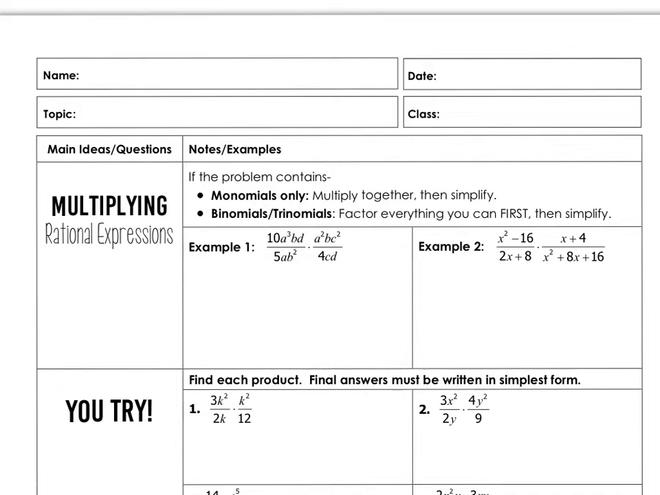We're going to be multiplying and dividing rational functions. Last week I know we factored and then we simplified. So this week we're moving on to multiplying and dividing.